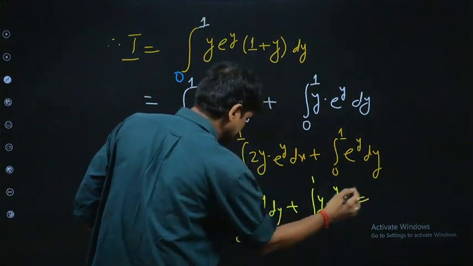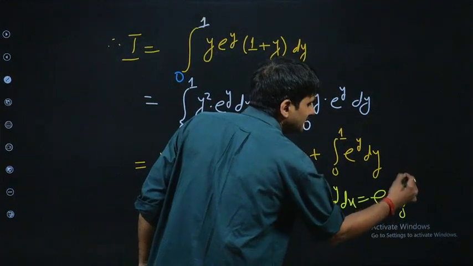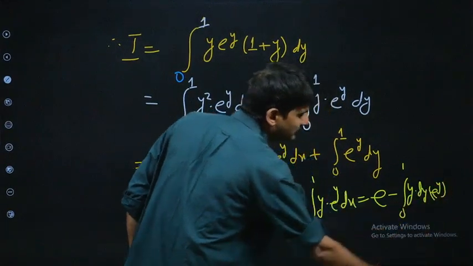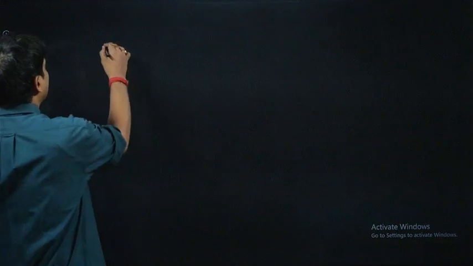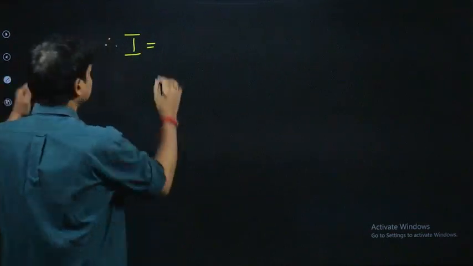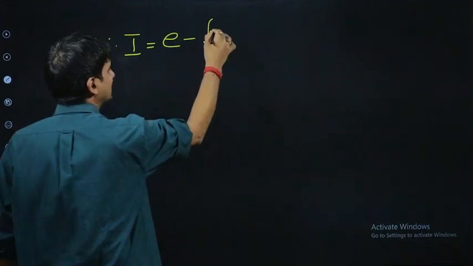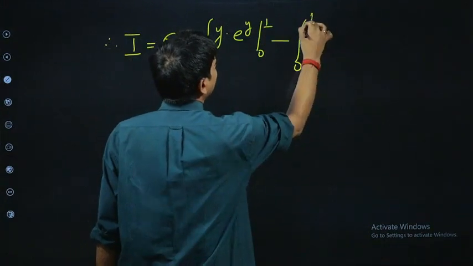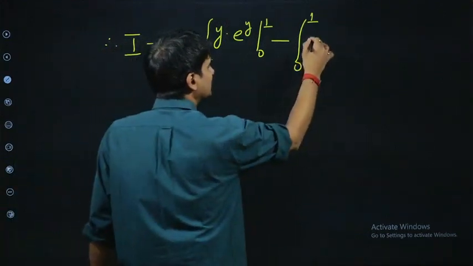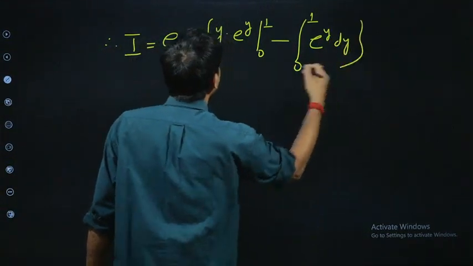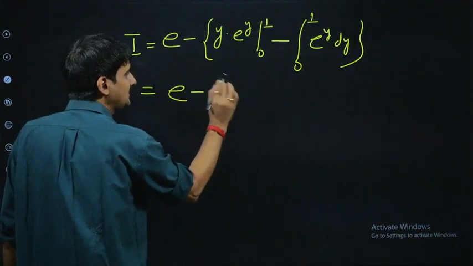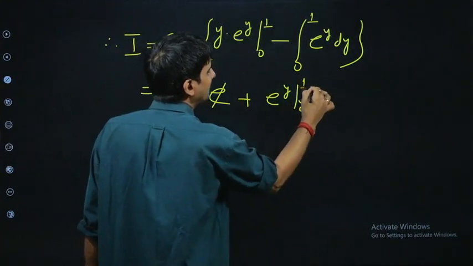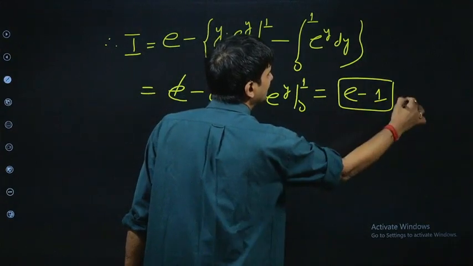So these two terms will get cancelled, and you will get e minus the integral from 0 to 1 of y into e raised to the power y. Now let's integrate it. Therefore I is equal to e minus, applying integration by parts again, y into the integral of the second function, limit 0 to 1, minus limit 0 to 1 the derivative of y, which is 1 with respect to y, and the integral of e raised to the power y is e raised to the power y. So this is e minus e plus, that gets cancelled, e raised to the power y from 0 to 1, which is e minus 1, and that's the answer.